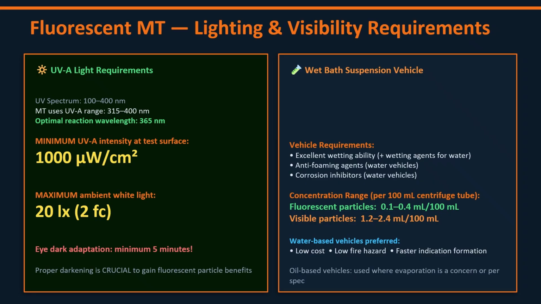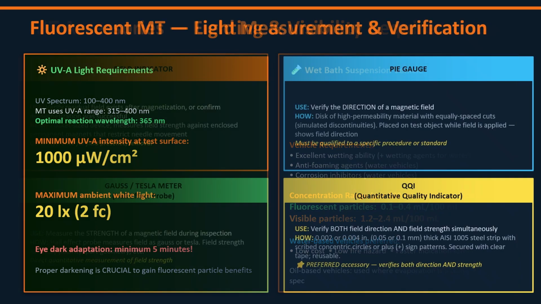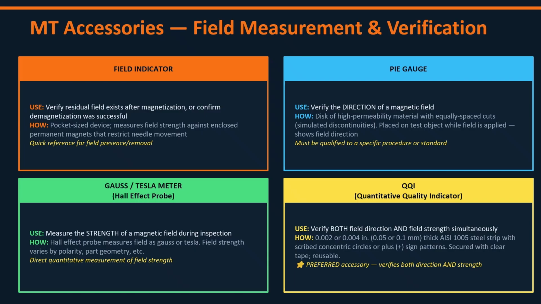The practical message is that fluorescent MT is a controlled optical system as well as a magnetic system. Good magnetization with poor lighting is still a poor examination. Several accessories are used to verify different parts of the MT process, and they should not be confused. A field indicator provides a quick check of magnetic field presence or residual magnetism. It is useful after demagnetization, but it is not a substitute for every other verification tool.